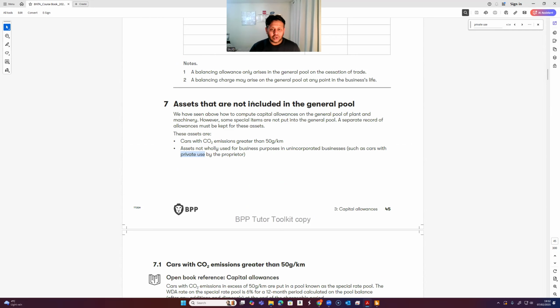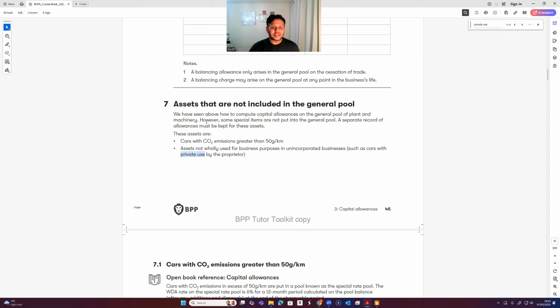The assets that are not included in the general pool, this is a very important one. So if any asset is not included in the GP, for example, for some reason, if the car CO2 is more than 50 gram, it will go to the special rate. And if it is used privately by the sole trader, then it will go to the private use asset.